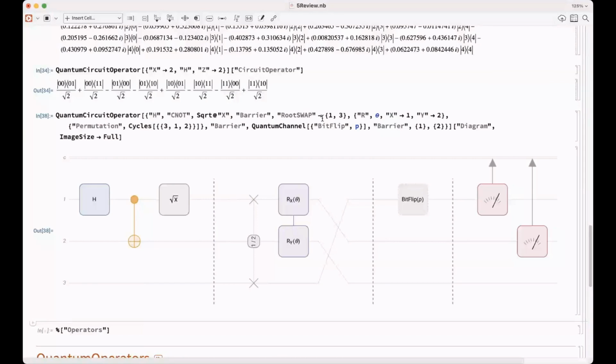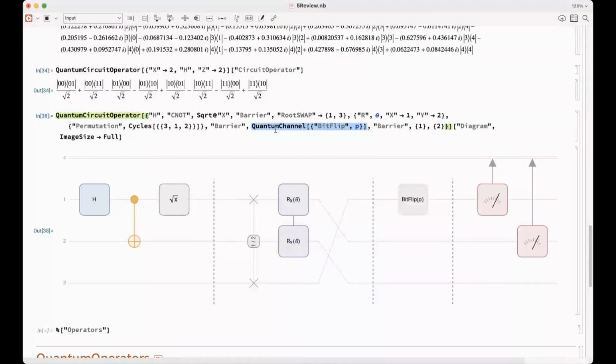After the permutation, we have another interesting quantum transformation. That's a quantum channel. That's how we would represent the effect of the noise in a deterministic way. So it's a bit flip with the probability p. And as you can see, one interesting feature of this framework, very similar to the usual Wolfram language, is that you can do symbolic calculation. That's one of the many upper hands that we have compared to almost all other quantum platforms out there. We can safely say that this is the only platform where you can do symbolic quantum computation.